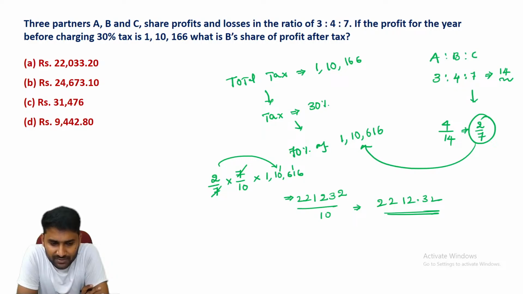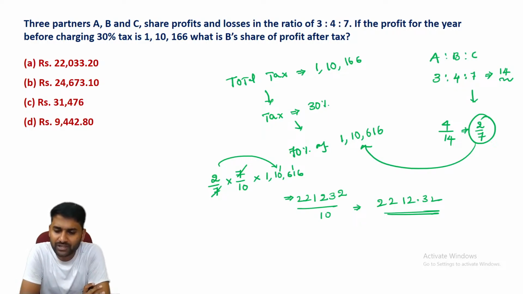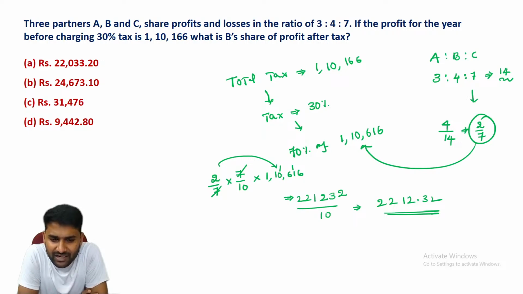After a 30 percent deduction, we have only 70 percent of the value. So, 70 percent of 1,10,660. And we have to divide according to the ratio of 3 is to 4 is to 7. The sum of the value is 14 units. Out of 14 units, we will get 4 units, which means the share value is 2 by 7. And that is 2 by 7th of 70 percent of 1,10,660.